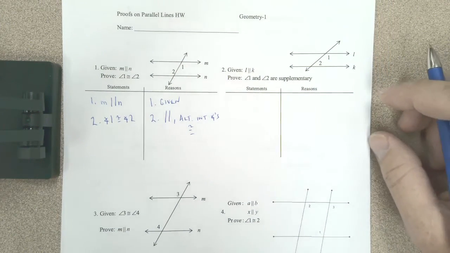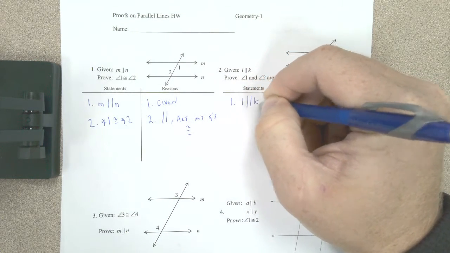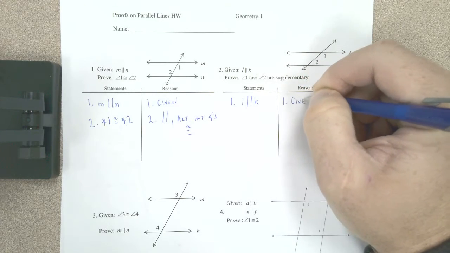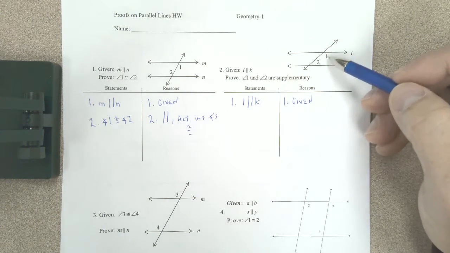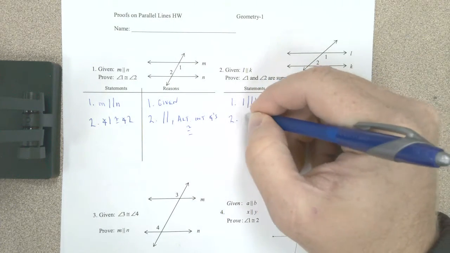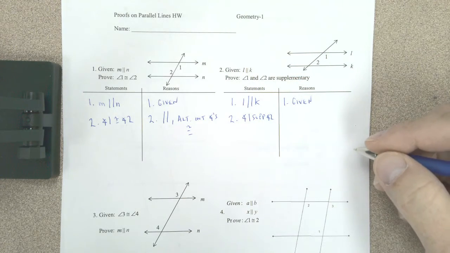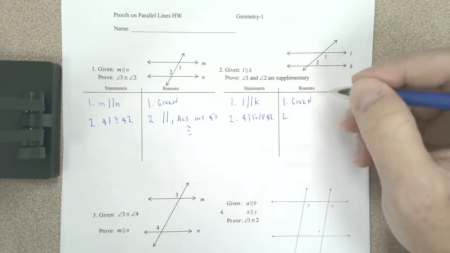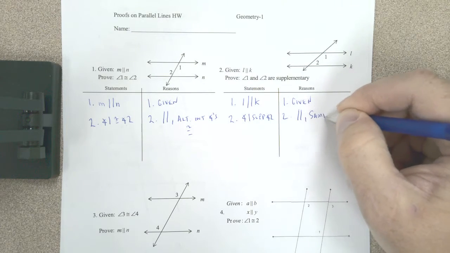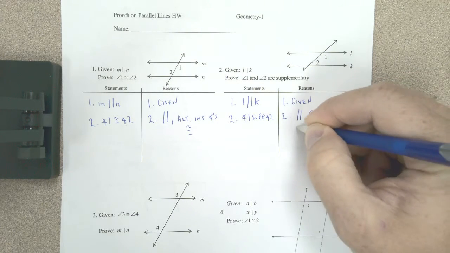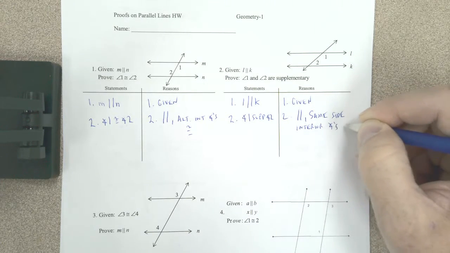On number 2, the given is that L is parallel to K. That's the given. Again, on this one, because we know the lines are parallel, we can say that 1 and 2 are supplementary. So angle 1 is supplementary to angle 2. And our reason for that is we know that if the lines are parallel, same side interior angles are supplementary.